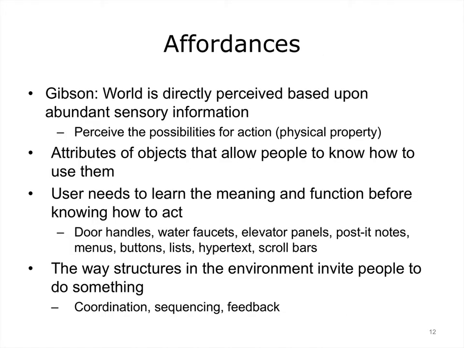James Gibson was an influential perceptual psychologist. He coined the term affordances to refer to properties of the world that support behavior. For example, a computer mouse affords a coordinated movement of a cursor or pointer on a display. Door handles, water faucets, elevator panels, post-it notes, menus, buttons, lists, hypertext, and scroll bars are other objects that provide particular kinds of affordances. Structures in the environment invite people to do something. A round door handle invites someone to turn it, whereas a different kind of handle may solicit pushing down or straight ahead. The physical shape of the object affords particular kinds of behavior. Affordance is an important concept in the world of distributed cognition.